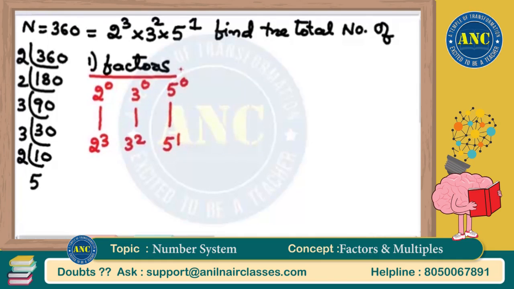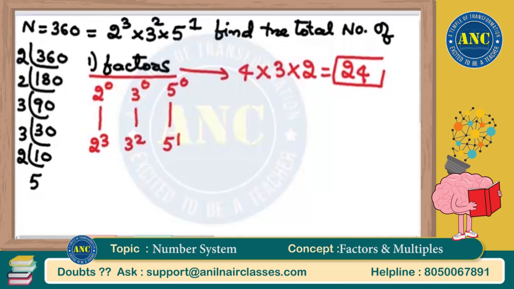Total how many cases will I get? 0 to 3, I will get 4 cases, 0 to 2 I will get 3 cases, 0 to 1 I will get 2 cases. 4 into 3 into 2. Total 24 factors I will get. Fundamental principle of counting, one after the other: 4 into 3 into 2, 24. This is the base level question. Next is the second question. Around 30 to 35 questions we will solve based upon factors and multiples today.